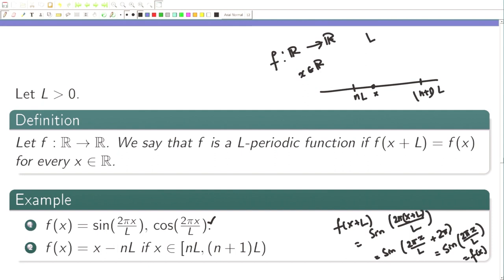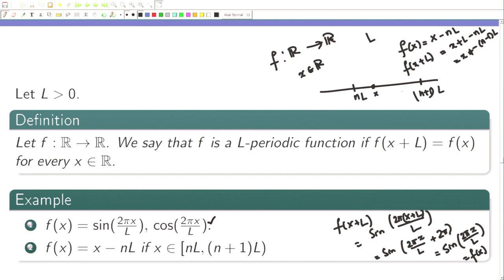So, I define f of x is equal to x minus nL. That means, basically, now I am defining for all practical purposes that f is from 0 to L. So now f of x plus L is going to be x plus L minus nL, which is equal to x minus (n minus 1) L.